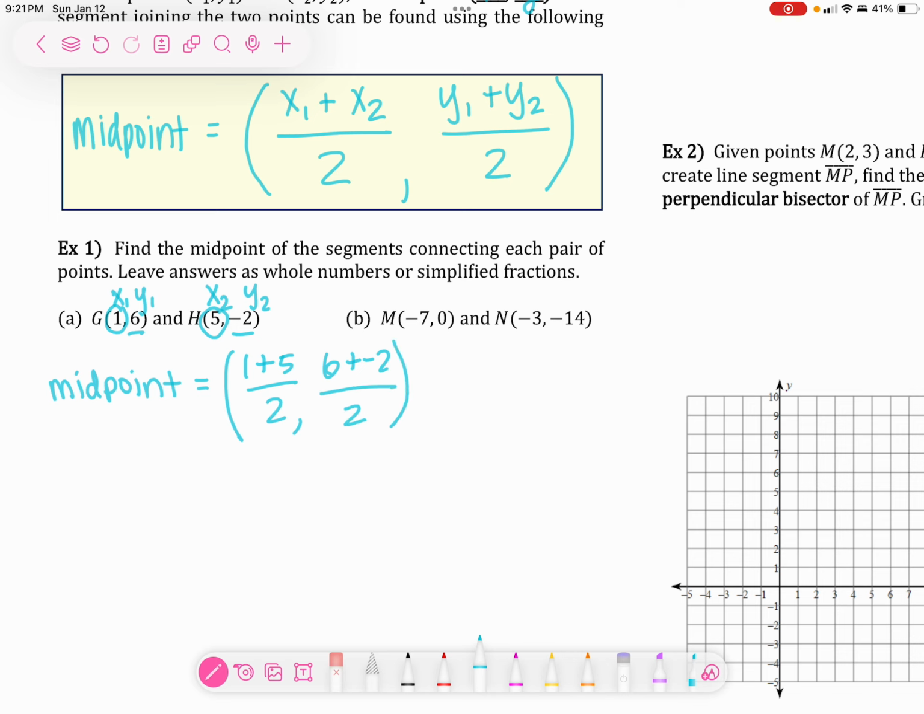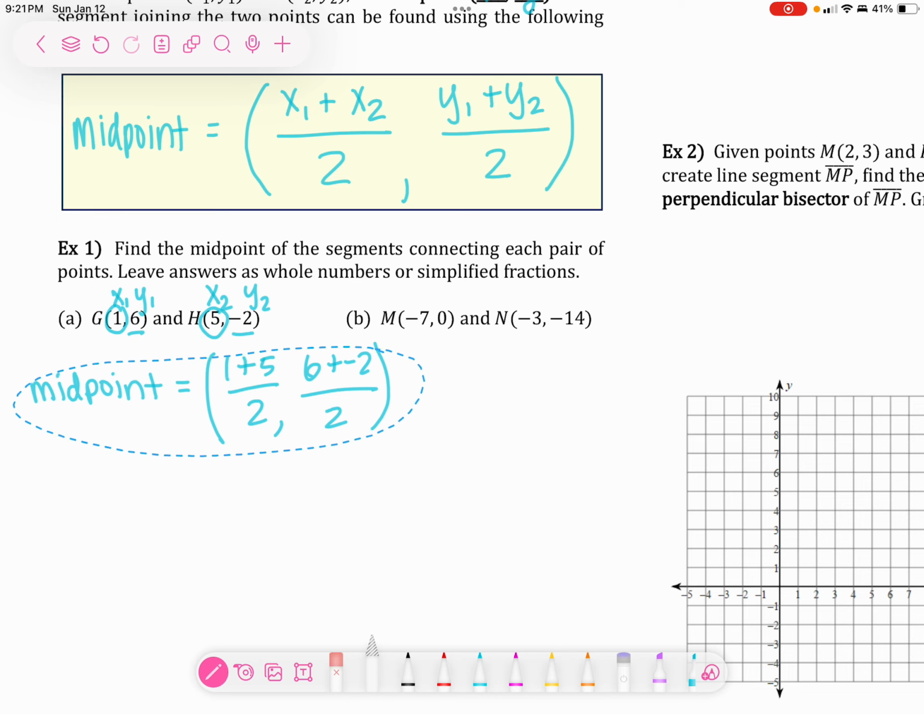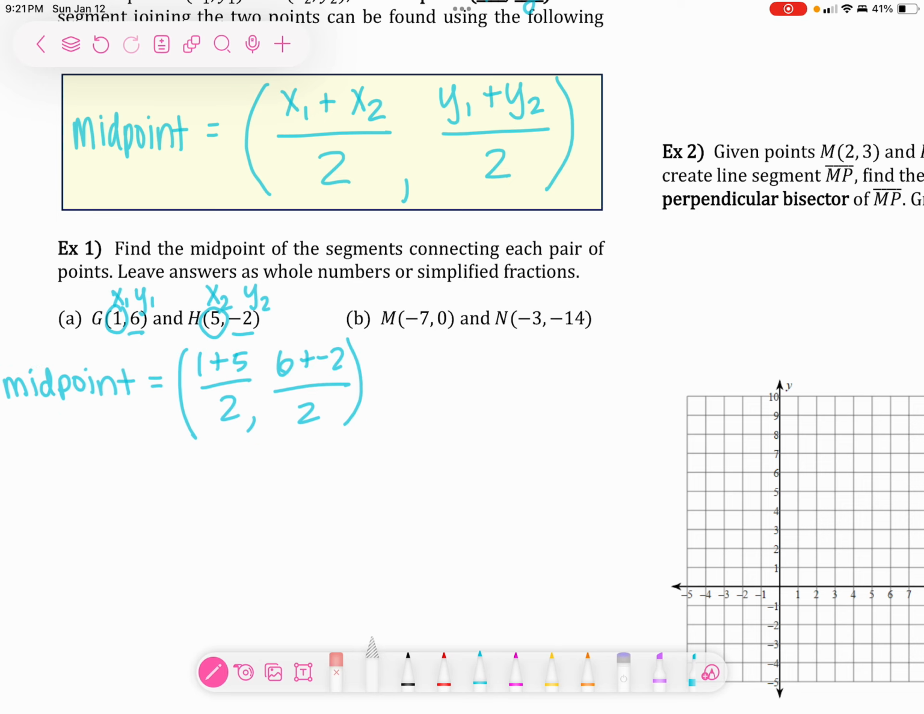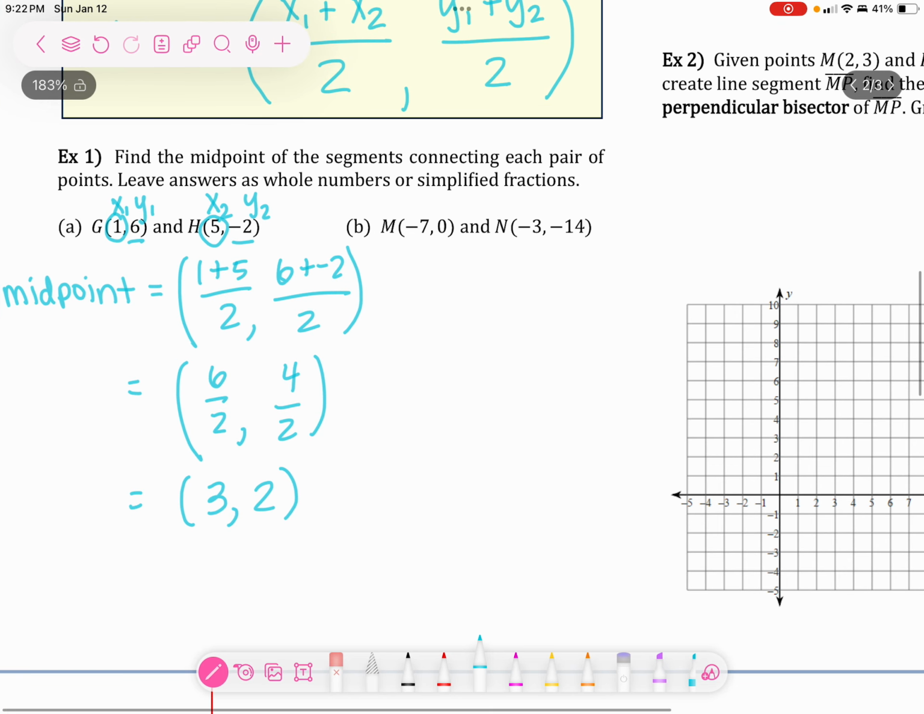Then what you'll have here, let me move this over a little. There we go. Then what you'll have here is 1 plus 5, which is 6 divided by 2, and 6 plus negative 2, which is 4 divided by 2. Keep simplifying and you end up with 3, comma, 2. So you end up with another coordinate that is the midpoint of the segment.